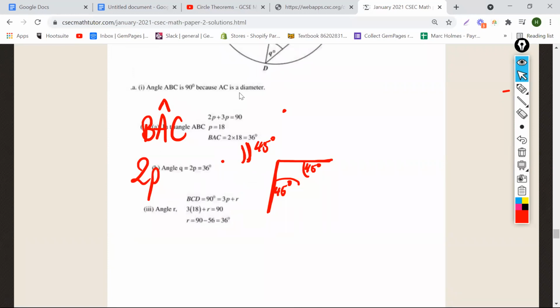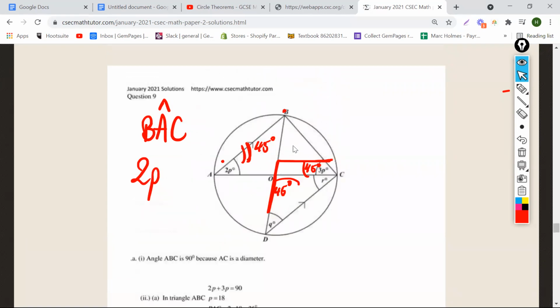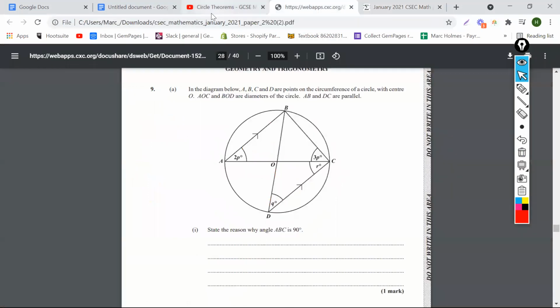Okay, so the first one is 90 degrees because it has a diameter. Part 2, BAC is equal to 2p plus 3p is equal to 90. All right, well, that makes sense now still. That makes a whole heap of sense. All right, so let's look at it now. Ready, guys? Everybody with me? Ready? All right.